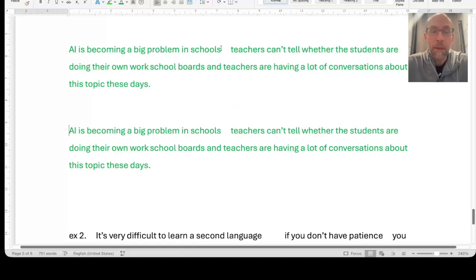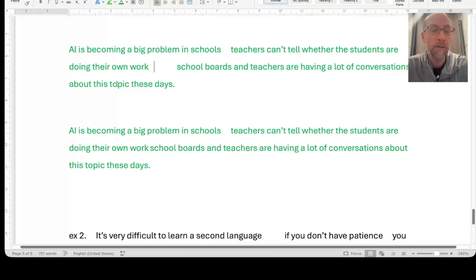AI is becoming a big problem in schools. Okay, there's an independent clause. Teachers can't tell whether the students are doing their own work. School boards and teachers are having a lot of conversations about this topic these days. Okay, so we have 3 clauses, right? How do we join these together? Well, let's just take a look at it. Let's join 1 to 2.